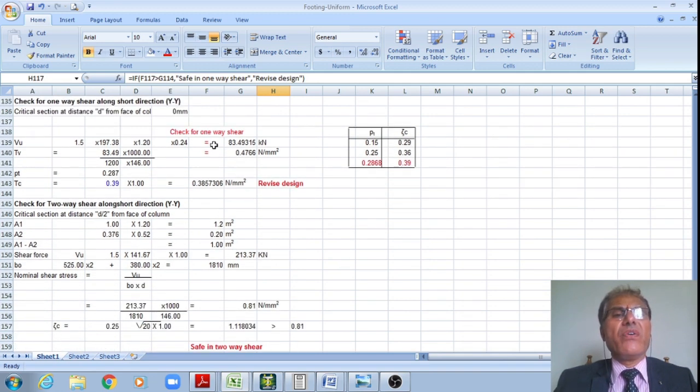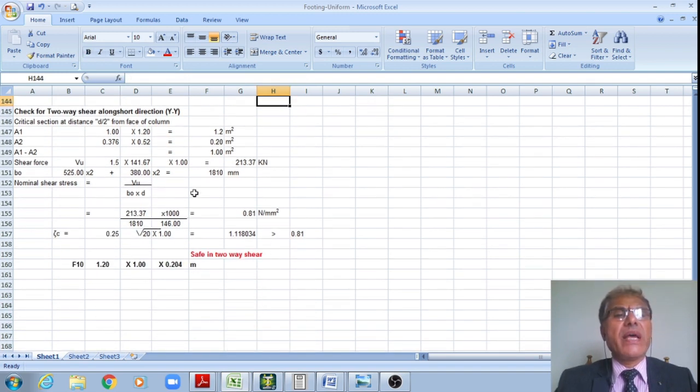Similarly, if I check along the y direction for single shear, now I have the same warning. Nominal shear stress along the y direction of 1 meter is 0.4766 Newton per mm square, but the permissible shear stress is only 0.386, which is much less than 0.47. Therefore, now revise the design, whereas it is okay in two-way shear.